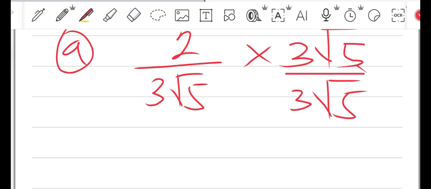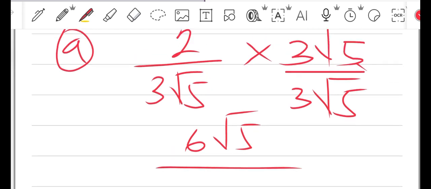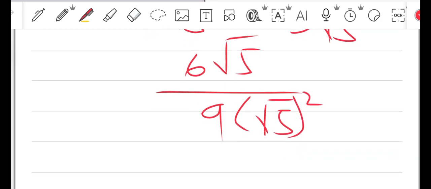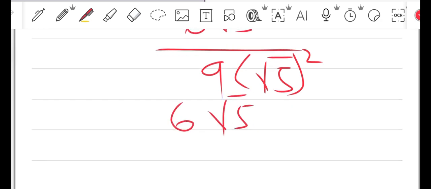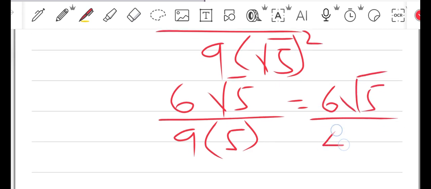So over here 2 multiplied by 3 gives us 6. Then we continue with this root 5. Then with the denominator, what we have is 9, because 3 multiplied by 3 gives us 9. Then we have root 5 multiplying root 5, which is root 5 squared, which is 5. So if you continue, 6 root 5 will be the numerator, and the denominator is going to be 9 multiplied by 5, which will give us 6 root 5 on 45.